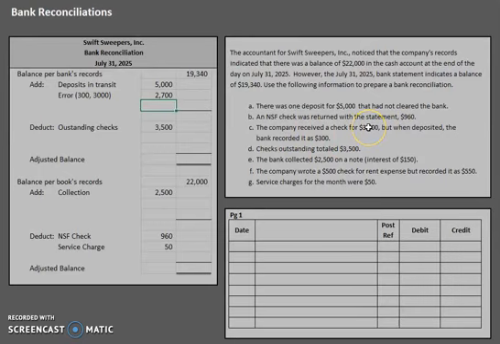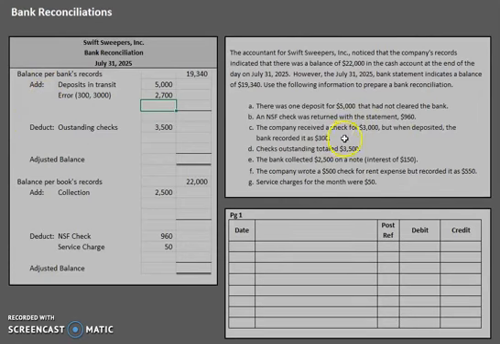Here, they were supposed to increase it by $3,000, but they only increased it by $300. So what is the difference? $2,700. So we know it goes on the bank side. We know it's $2,700. Now, whether or not it's an add or deduct, that's going to require you to really analyze the error and figure out what happened.